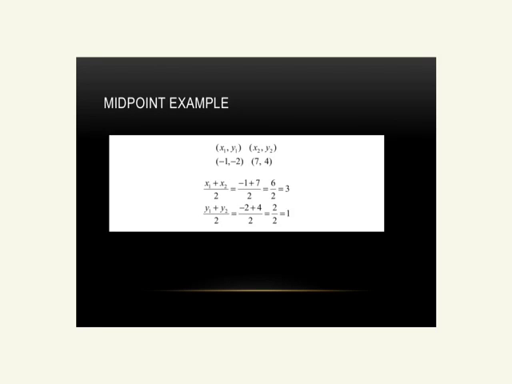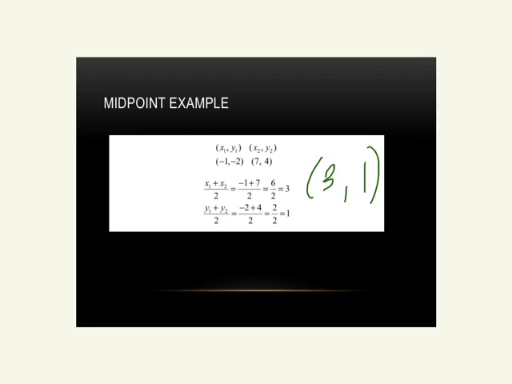Let's go ahead and look at an example of midpoint. Here we have the ordered pairs (-1, -2) and (7, 4). They're going to ask us to find the midpoint. So we take our x values, -1 and 7, and add them together. When we add them together we get 6, we divide that by 2, and we get 3. So the x value of our midpoint is 3. Then for the y value, we take our 2 y values, we add them together, we divide by 2, and we get 1. So the midpoint of (-1, -2) and (7, 4) is the ordered pair (3, 1).